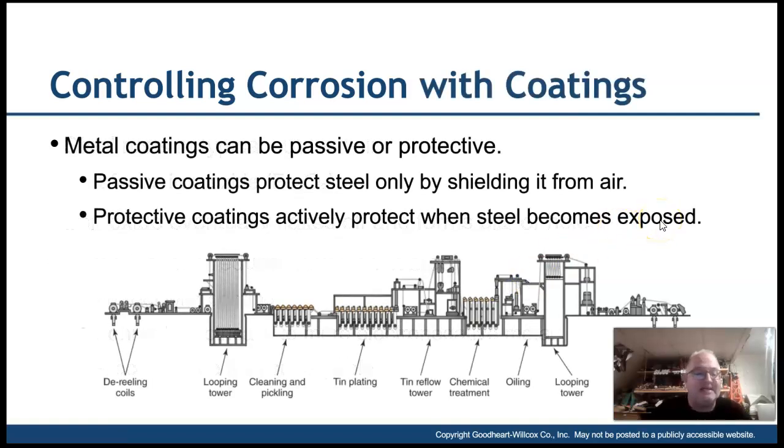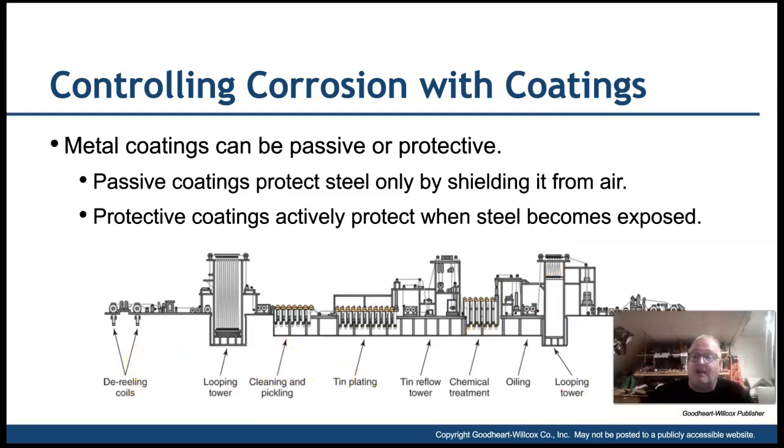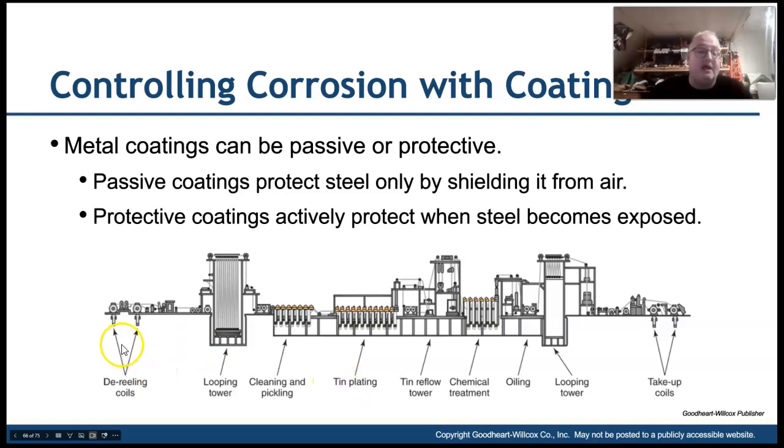Here's a couple of ideas here. This is showing you, again, getting into the metal coatings. So we've got two types: a passive coating that just protects steel by shielding it from air, and then a protective coating that actually protects the steel when it becomes exposed as well. So this shows you a process in a plant. Let me move up here so you can get a better look. We're bringing these rolls in, cleaning and pickling them, and then we are applying some type of tin plate to it. So there are other chemical treatments.